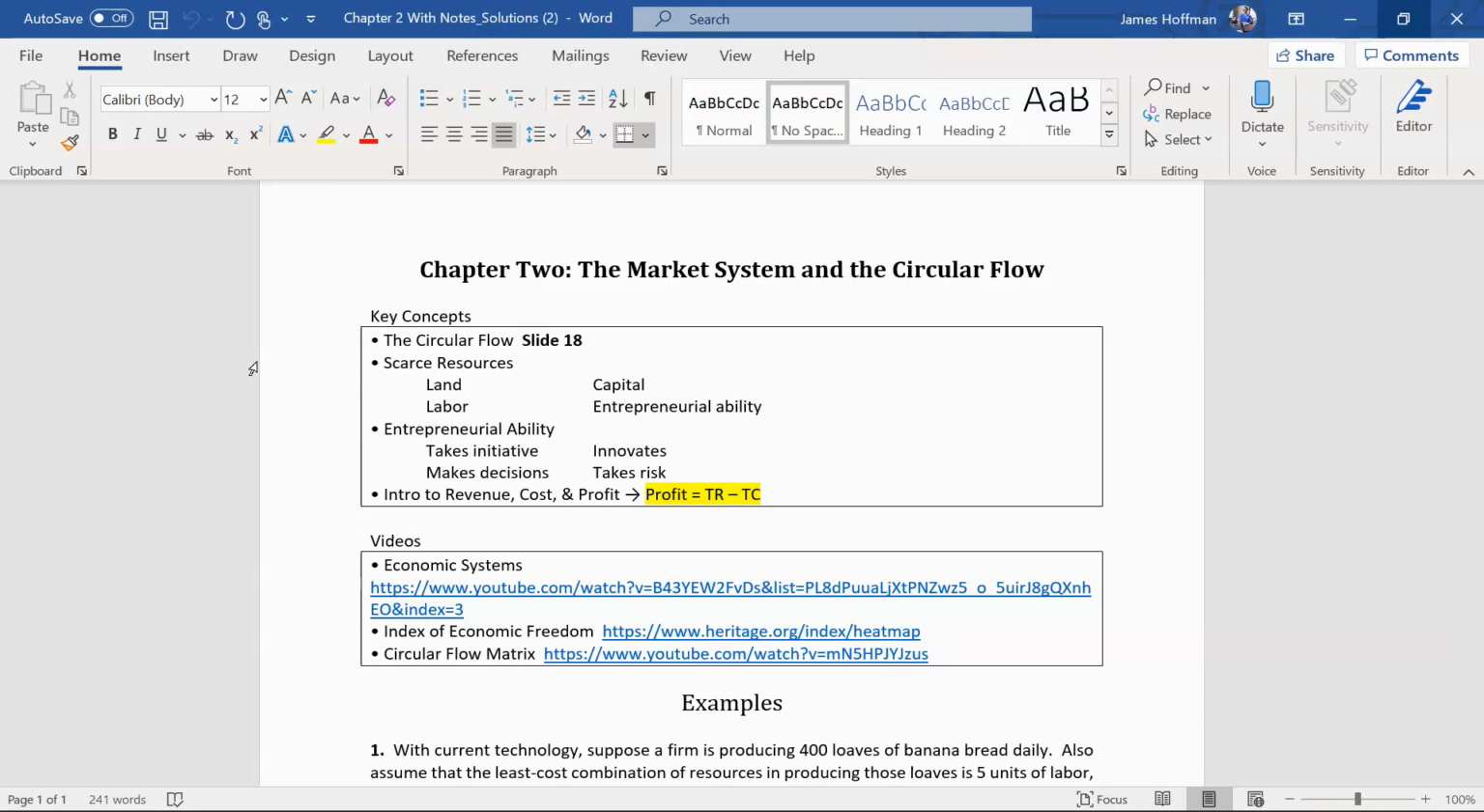Okay, the next section is on scarce resources. The four main types of resources that we categorize in introductory economics are these four. For now we'll categorize resources as land, labor, capital, or entrepreneurial ability. Land is just the physical land, the price of that physical land. Labor is the cost of labor hours that go into the production process.